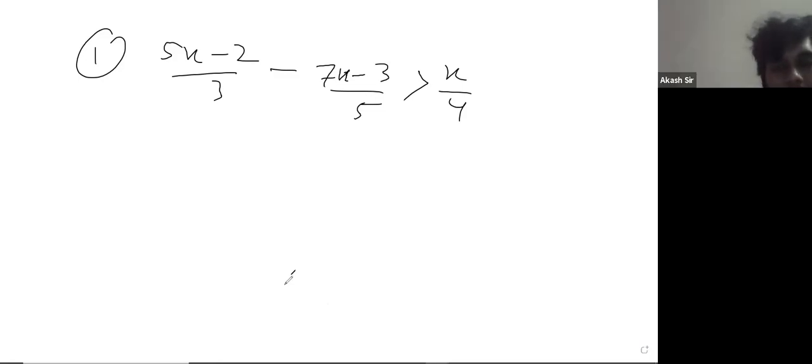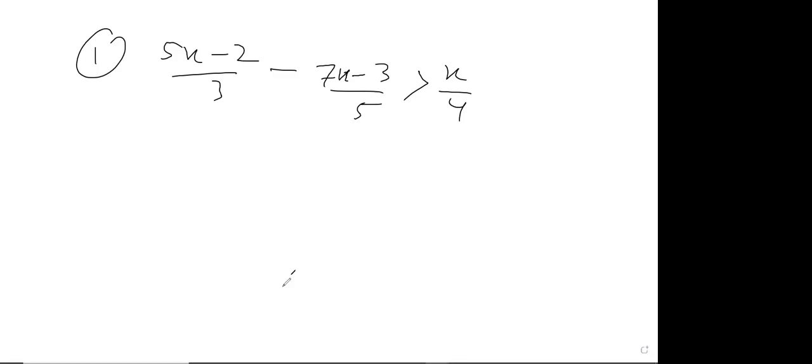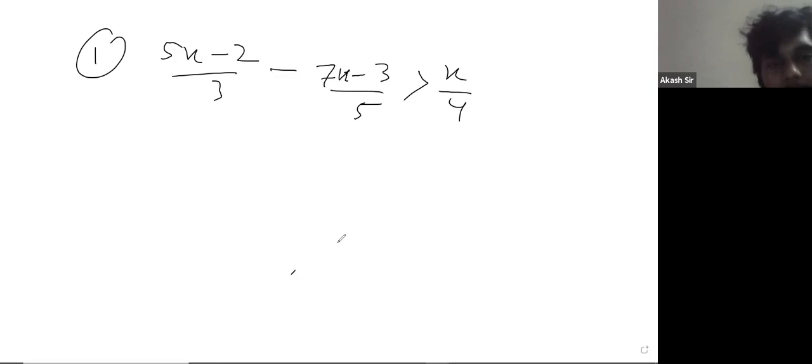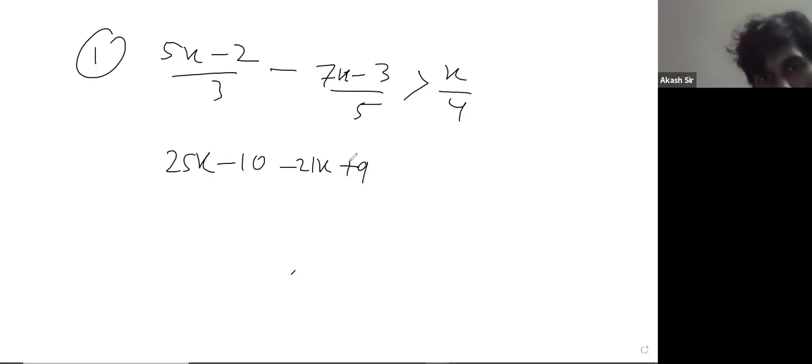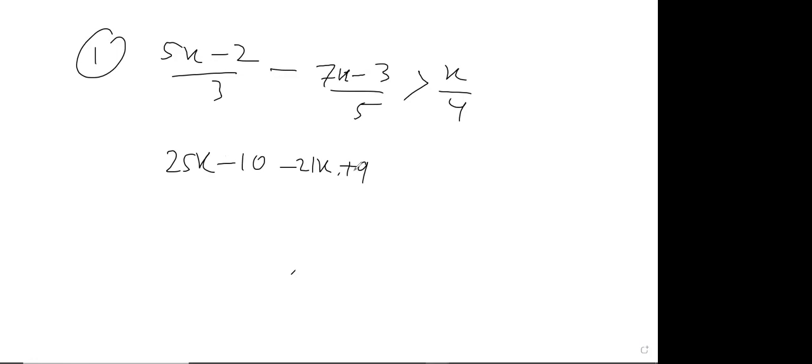Are we done here? Yes, sir. Okay. So Fatima, you take me through the steps. Yes, sir. So I took cross multiplication of 5x minus 2 upon 3 minus 7x minus 3 upon 5, so 25x minus 10 minus 21x minus 9, the whole divided by 15. See, this minus and this minus will bring plus 9. Okay, so I think my answer is wrong.